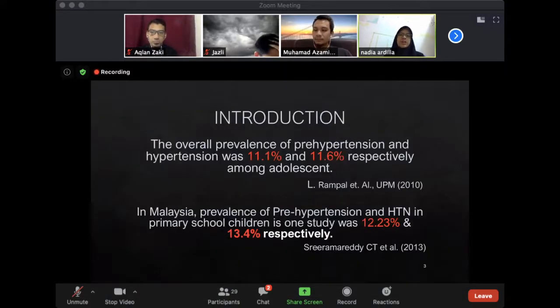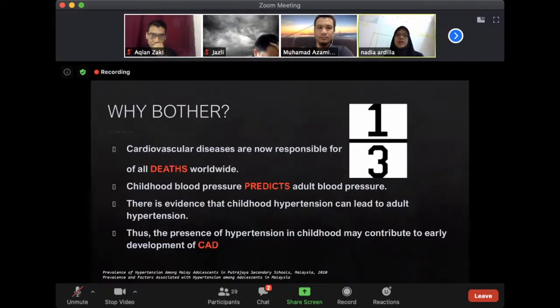For the introduction, some of the research that has been done out there shows the overall prevalence of pre-hypertension and hypertension in adolescents was about 11.1% and 11.6% respectively. And in primary school children, it's a bit higher, which is 12.23% and 13.4%. That's why we need to think about whether any children come with hypertension or increased blood pressure. Why? Because about one third of deaths worldwide are due to cardiovascular disease, and we know hypertension is one risk for cardiovascular disease.